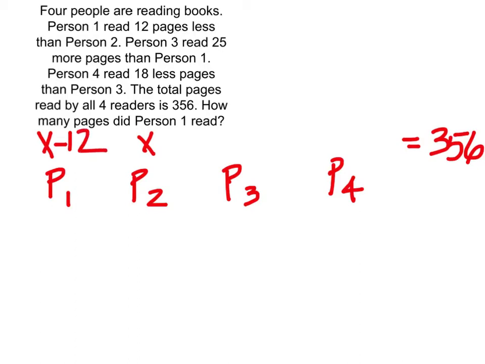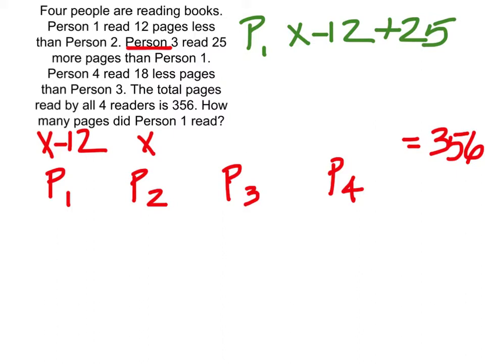Person 4 read 18 less pages than person 3, and I've skipped over person 3. There it is. Person 3 read 25 more pages than person 1. Remember, here is person 1, x minus 12. And the third one read 25 more pages. So a negative 12 plus 25 would give you a plus 13. So we'll do x plus 13.